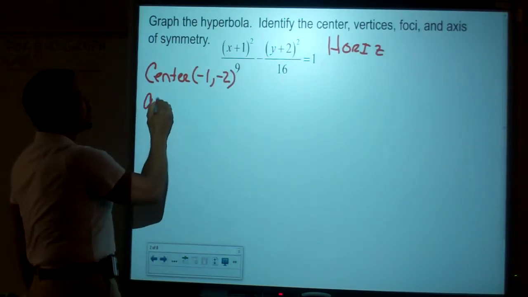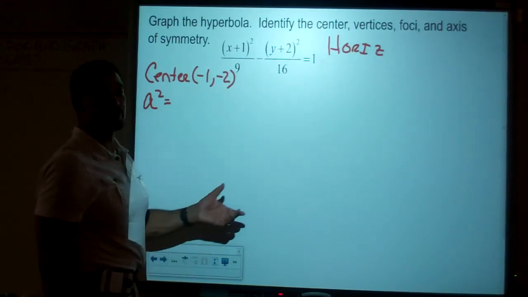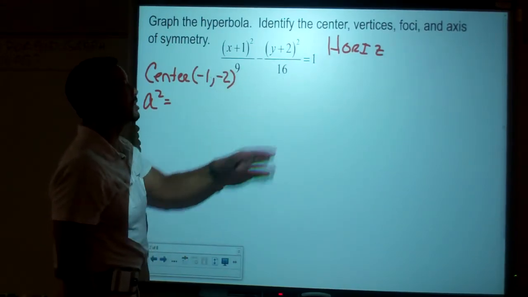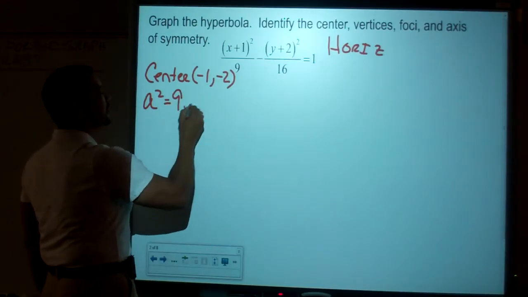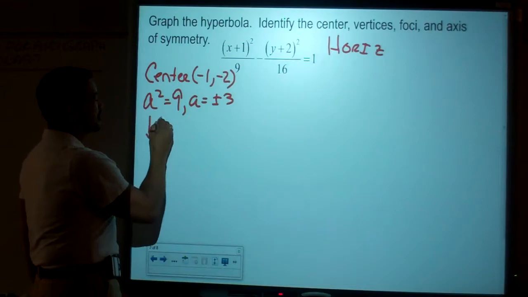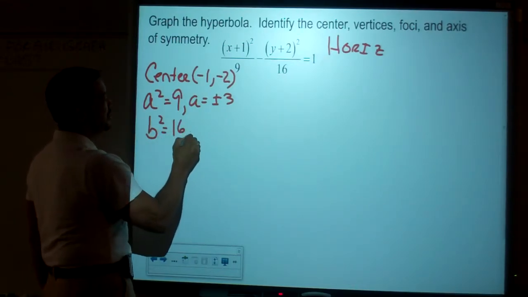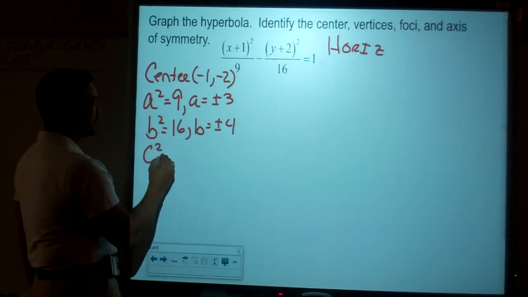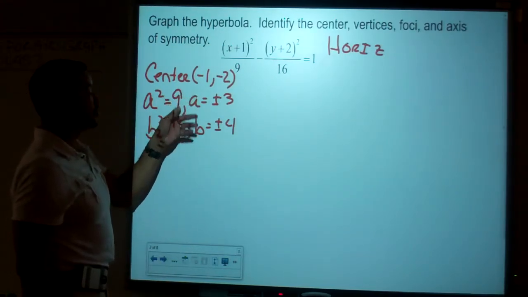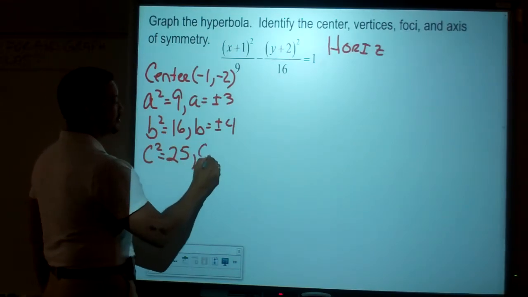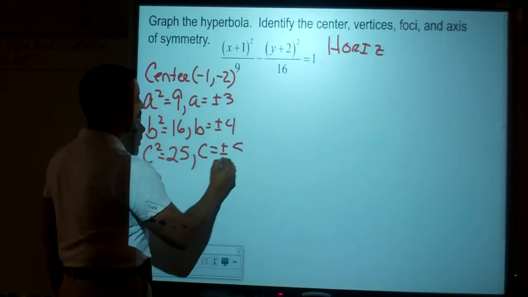We know that a squared is always the first one when we're talking about hyperbolas. Doesn't matter whether it's bigger or smaller, it's whatever comes first. That would be 9, so a is going to be equal to plus and minus 3. b squared is going to be equal to 16, so b is equal to plus and minus 4. c squared, remember, is equal to a squared plus b squared. So you add those together to get 25, so c is going to be equal to plus and minus 5.